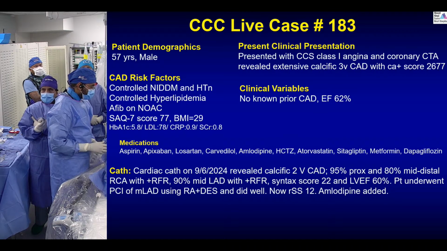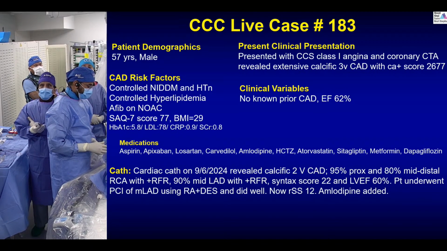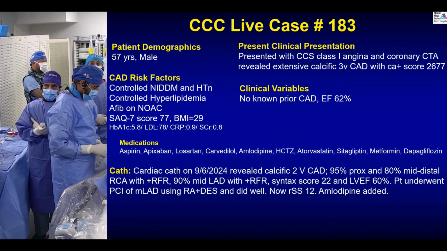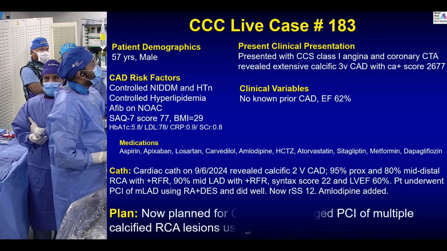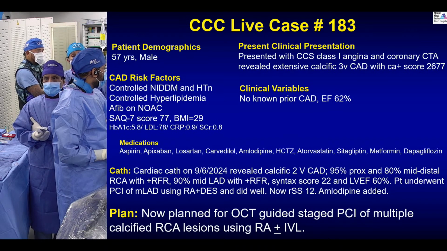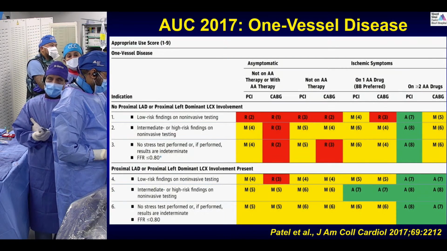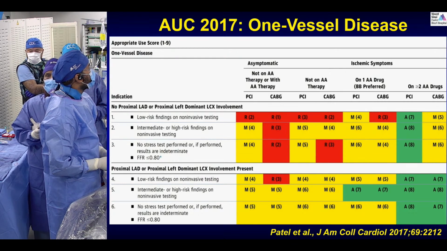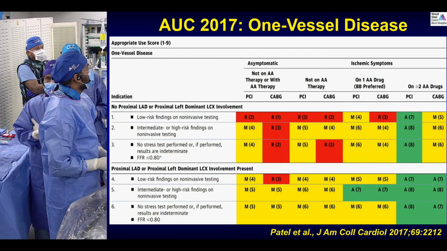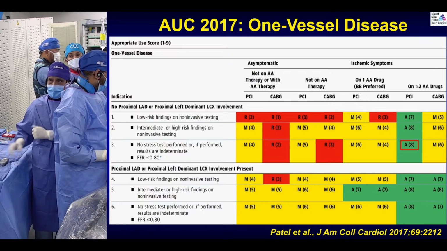So this patient had a positive FFR on both, and we did a LAD intervention. At that time, the syntax score was 22, and now the residual syntax score is 12. We did add amlodipine, and now the patient is here for OCT guided staged PCI with multiple calcific lesions of the RCA, using RA and IVL, plus minus IVL. We are going to show. So this is a 1 vessel disease now. This falls into the no proximal LAD category, and truly this patient did not have any stress test, but FFR was 0.8 with 2 anti-anginals, so that makes it appropriate.